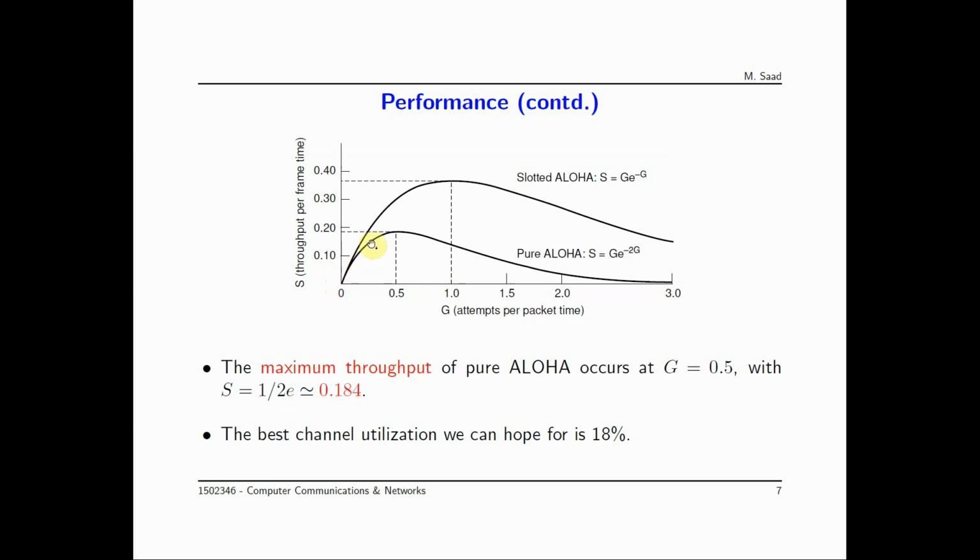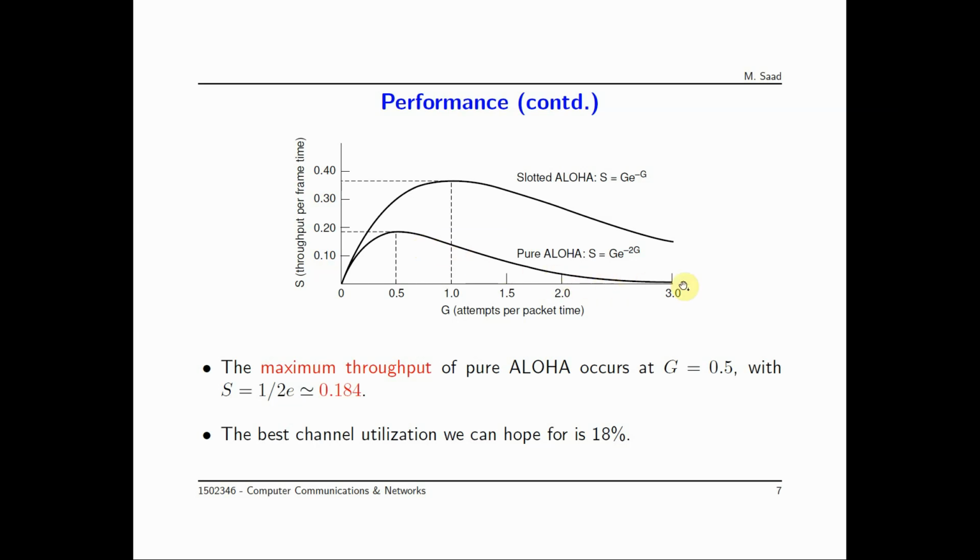Now, when G increases, it means stations are attempting to transmit more. It makes sense to imagine that the throughput will also increase. So I start increasing my attempts, which means that my successful deliveries will also increase, until a point where we have too many attempts. Too many attempts means also more collisions. And if we have more collisions, the number of successful deliveries, the throughput, will go down again.